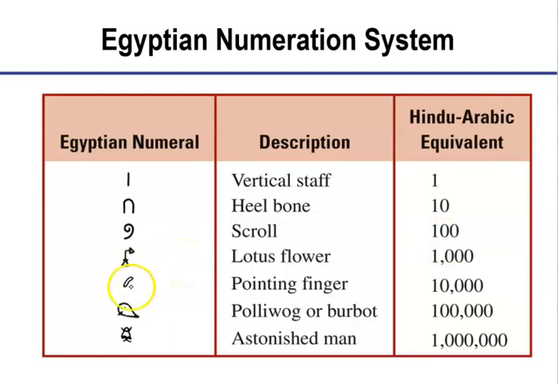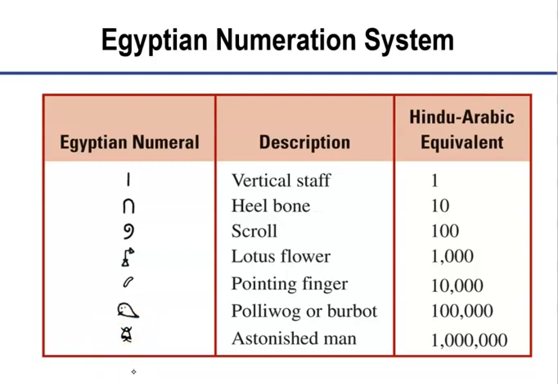This is a pointing finger that is 5th down, that represents 10,000. A polywog, it's cute, represents 100,000. And then we have the astonished man, which looks like a dude with his arms up, that represents 1 million.